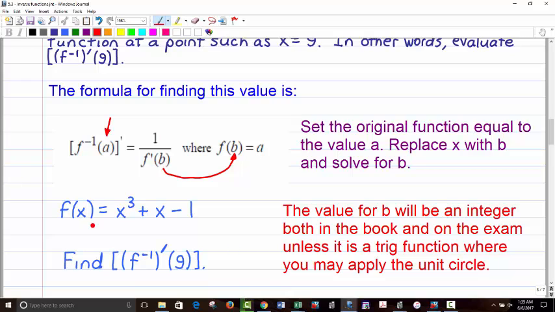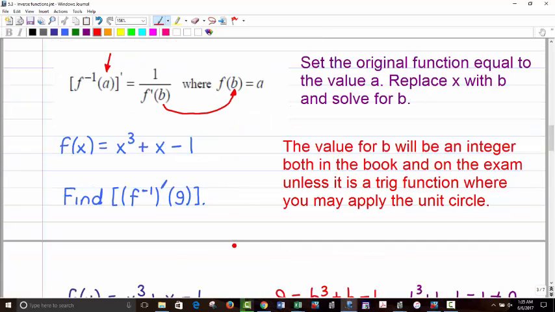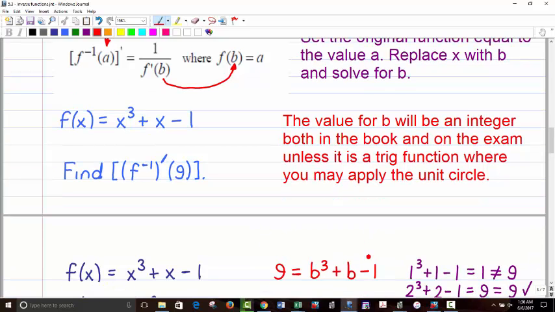So we're going to take the problem we just had, f of x equals x cubed plus x minus 1, and find the derivative of f inverse at 9, meaning we're accepting the fact that we're not going to be able to find the actual inverse function in order to take its derivative. And as I mentioned, it'll be an integer, or for a trig function it will be a value on the unit circle, not just some random 1.2 radians. It'll be like pi, pi over 3, or pi over 6 or something like that.